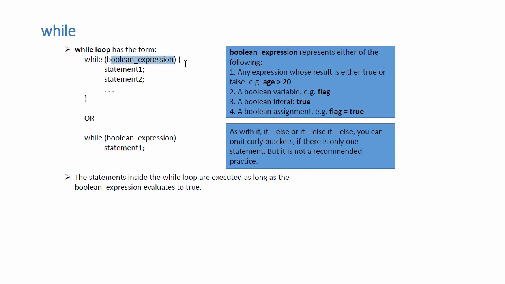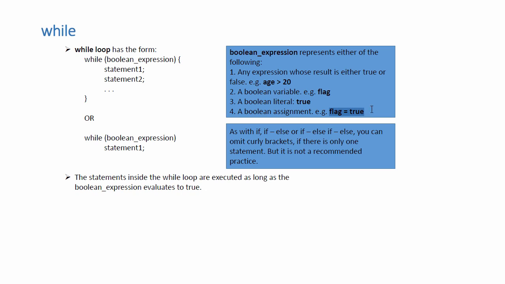Boolean expression represents either of the following: any expression whose result is either true or false, such as age is greater than 20, a Boolean variable such as flag, a Boolean literal true, false is not allowed. We will see an example on this, and a Boolean assignment such as flag equals true.